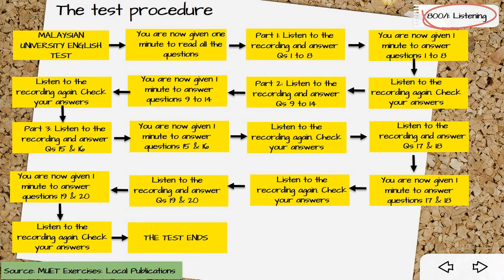This is the test procedure for 800/1 listening. You will be given 1 minute to read all the 20 questions. After that, you will listen to an audio for part 1, then part 2, and finally for part 3. Each recording will be played twice.